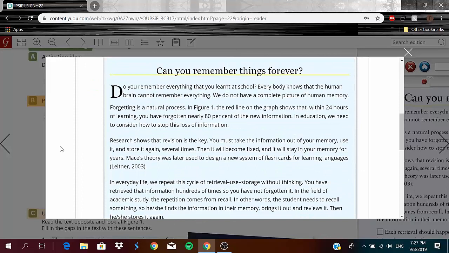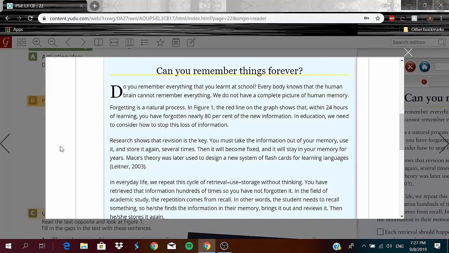Can you remember things forever? Do you remember everything that you learn at school? Everybody knows that the human brain cannot remember everything. We do not have a complete picture of human memory. Forgetting is a natural process.